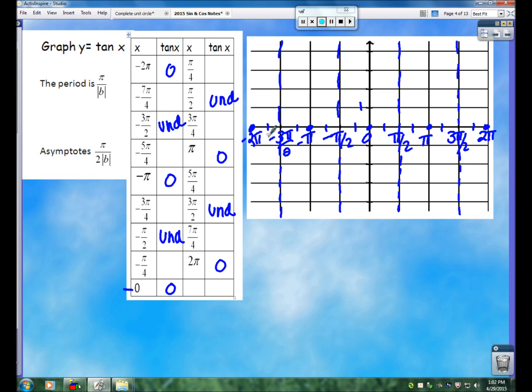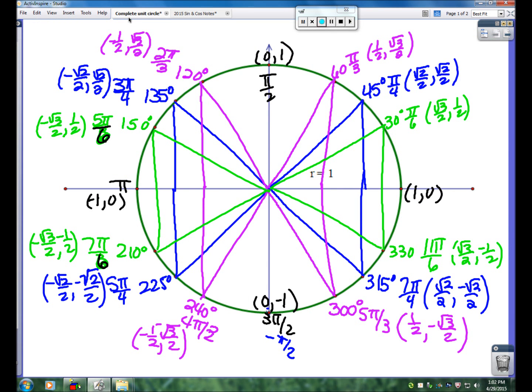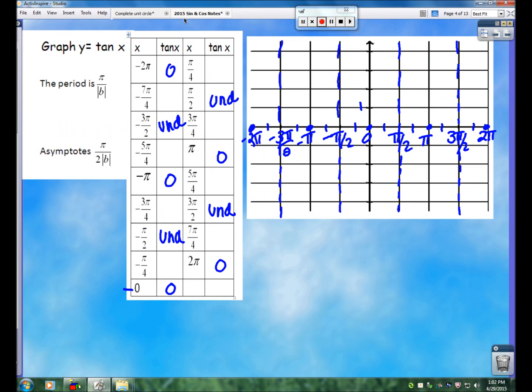Okay, so like I said, back to your unit circle. So we're here. We're going to be graphing at pi over 4. Well, the tangent of pi over 4 is square root of 2 over 2 over square root of 2 over 2, which is positive 1. So here we're at positive 1.